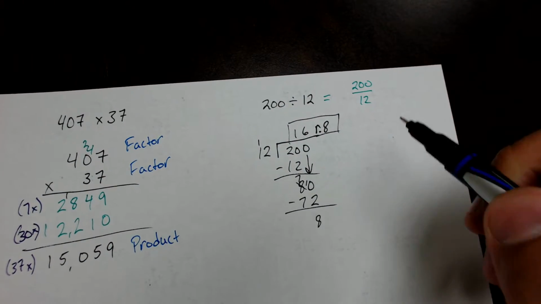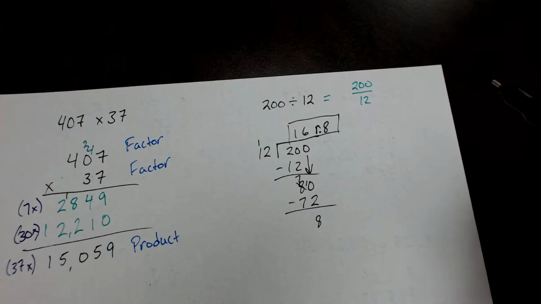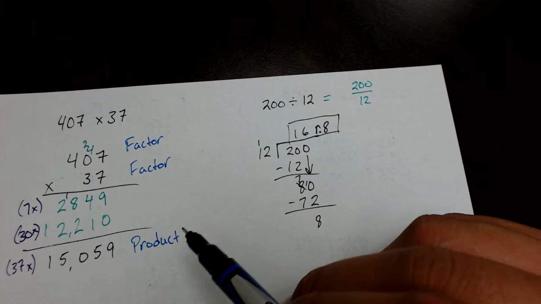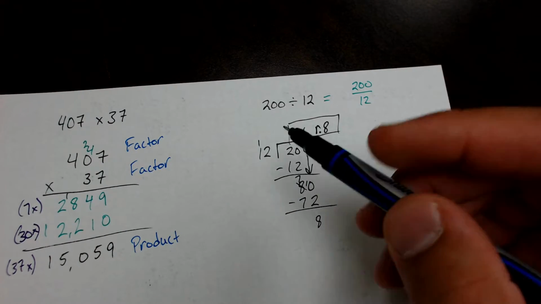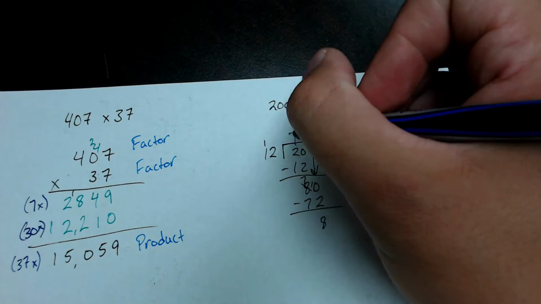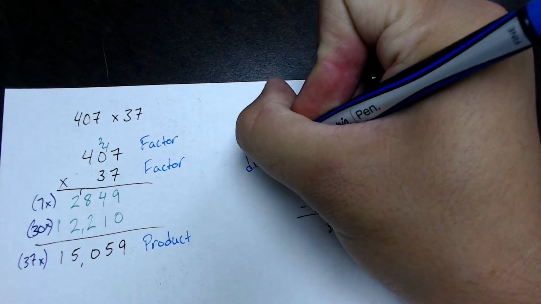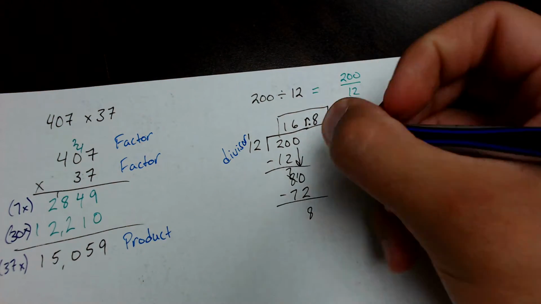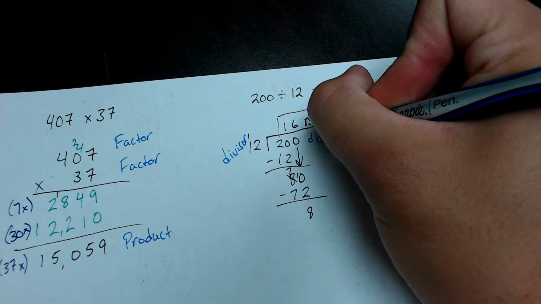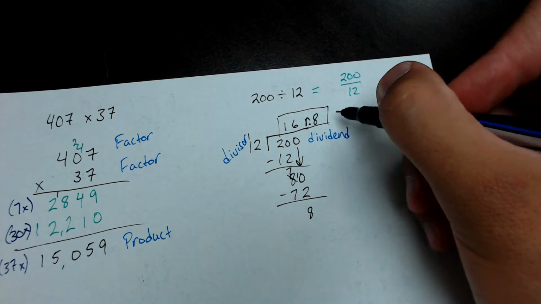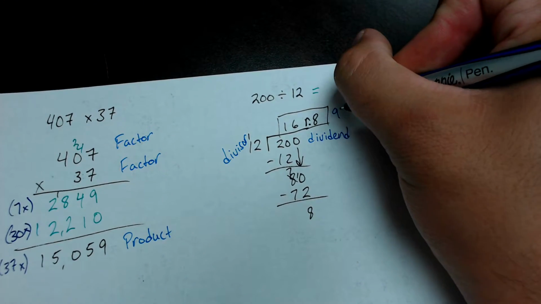Over here in the division problem, I already kind of said this, but the number that is going to be doing the dividing, on the outside of the little L or house, whatever you want to call it, is called the divisor. The number being divided is called the dividend. So 200 was our dividend. And the answer is referred to as the quotient.